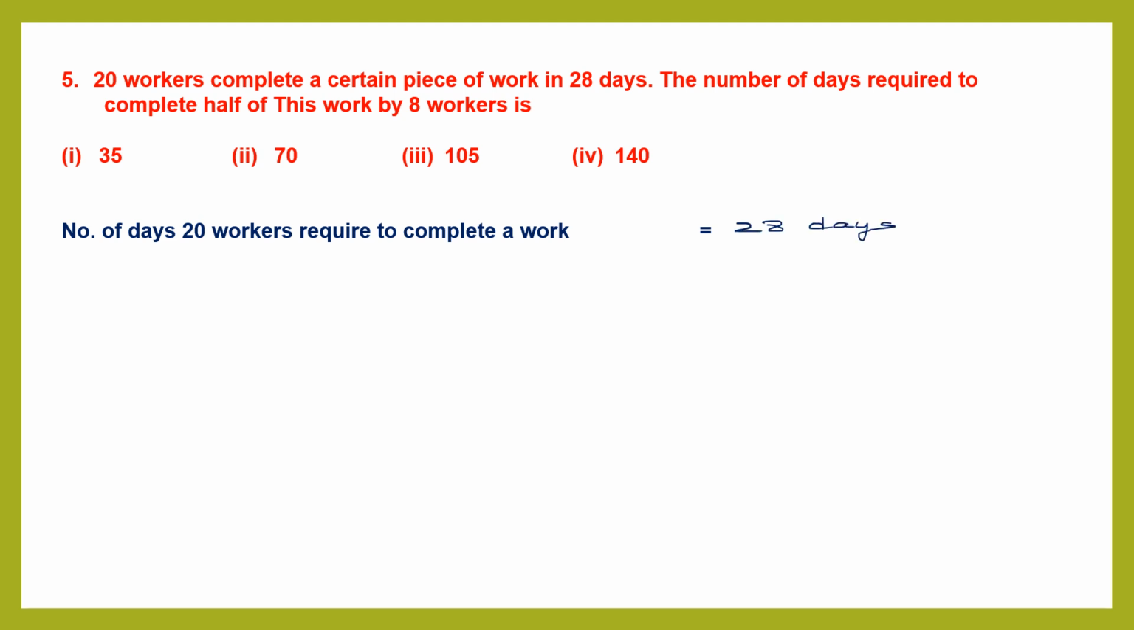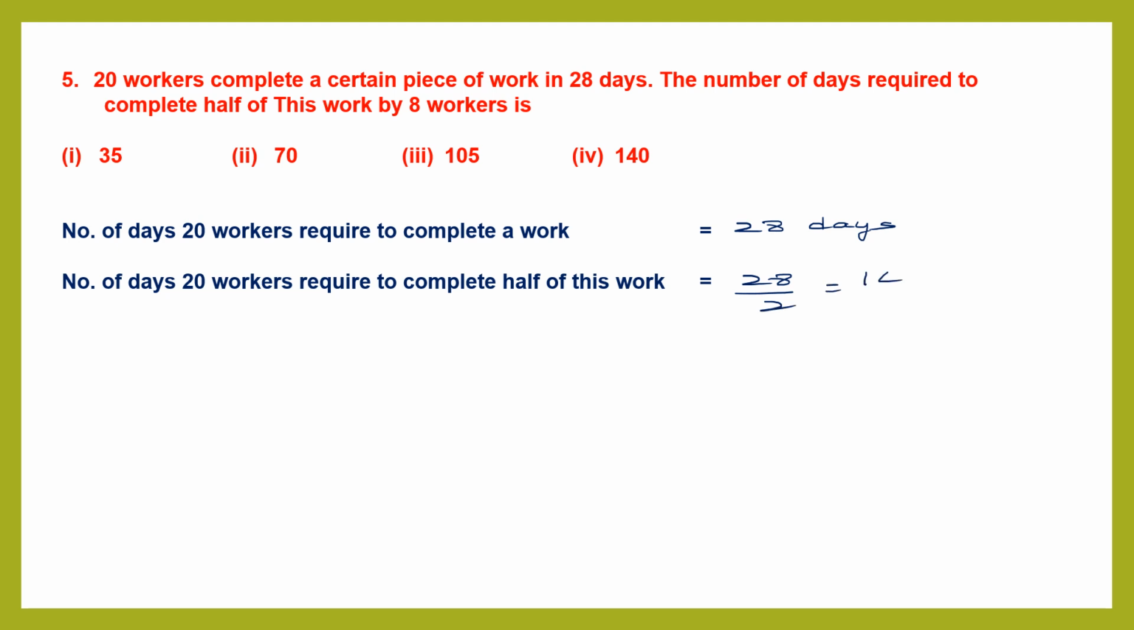Now let's read the rest of it. The number of days required to complete half of this work by 8 workers. So half of this work first by 20 workers, then by 1 worker, and then we have to find by 8 workers. So let's write that. Number of days required to complete half of this work. So to complete the full work, it takes 28 days. To complete half of this work, it will take half of 28. That is 28 divided by 2, which is 14 days. So this is for 20 workers.